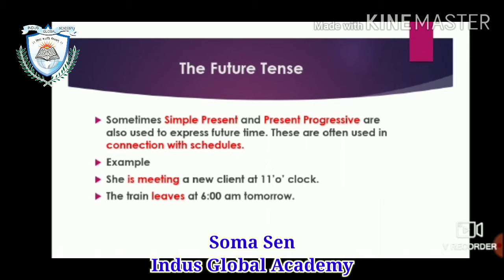Supposing I am saying, she is meeting a new client at 11 o'clock. I am scheduling the timing. Just see, she is meeting. So here I am using present continuous tense, is meeting a new client, and I am expressing what? The future tense. So I am perfectly correct because scheduling is there. The train leaves at 6 a.m. tomorrow. The train leaves. Leaves is the form of simple present. But I am perfectly correct. No issue.